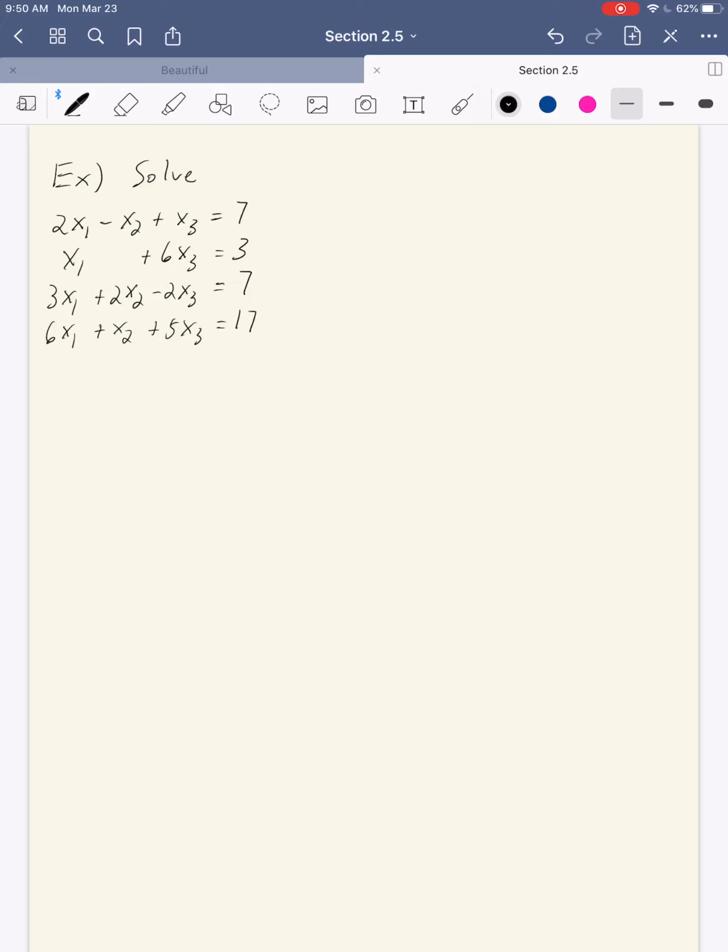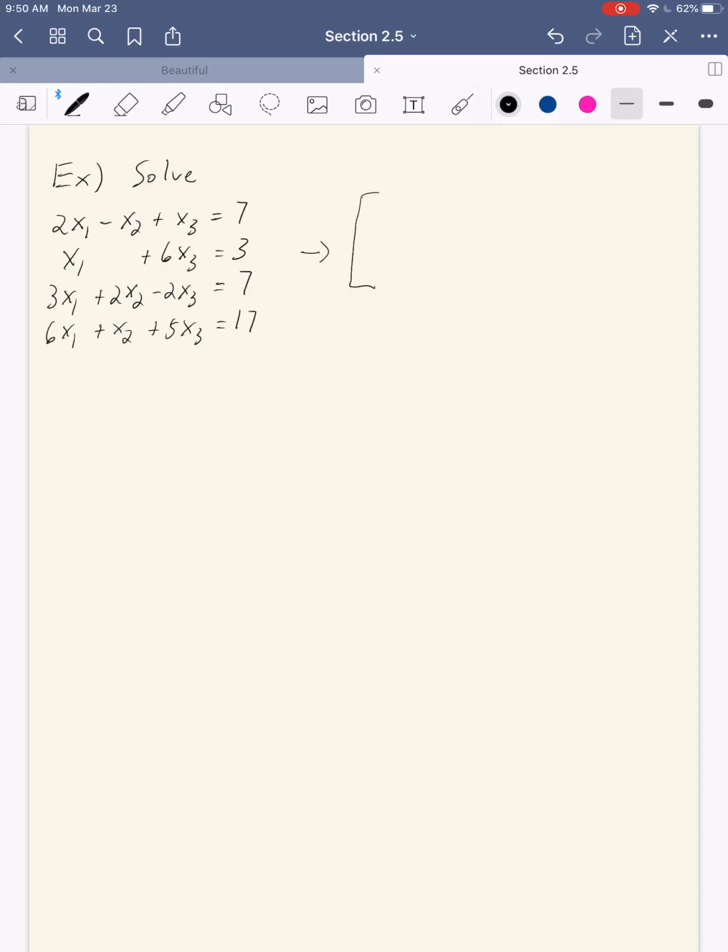3x1 plus 2x2 minus 2x3 has to be 7, and then 6x1 plus x2 plus 5x3 equals 17. So let's go ahead and first just translate this into that sort of augmented matrix form. So what is this going to look like?